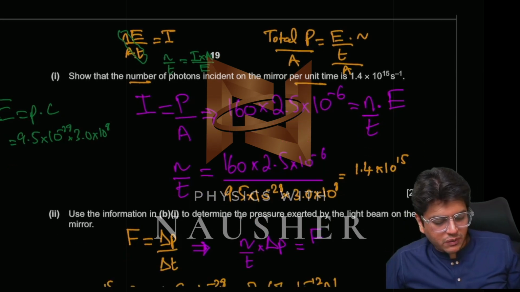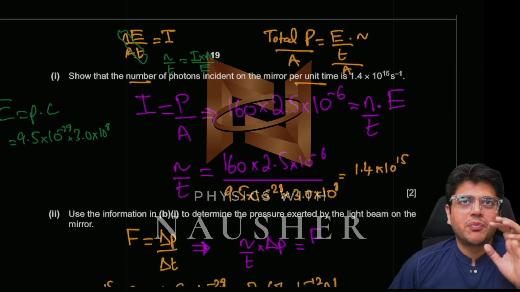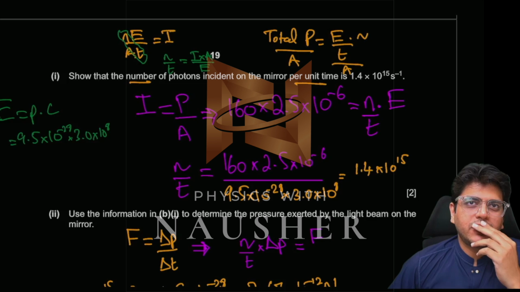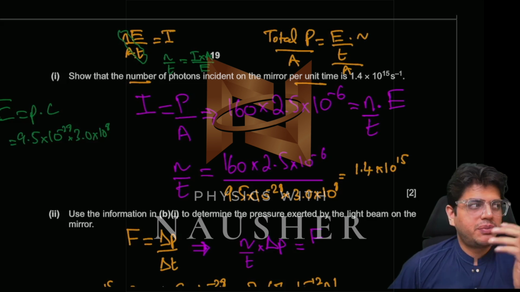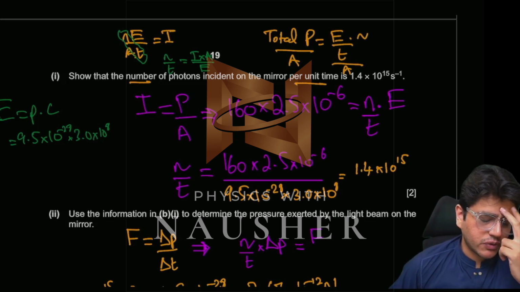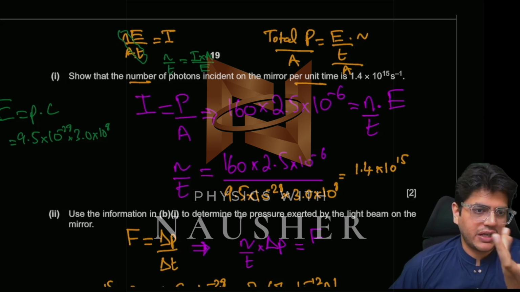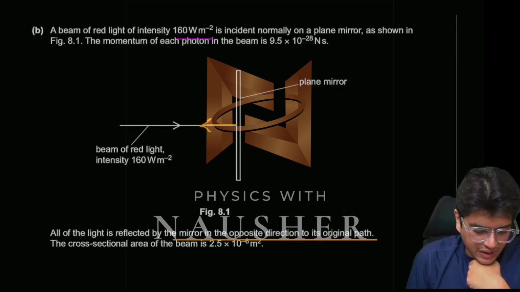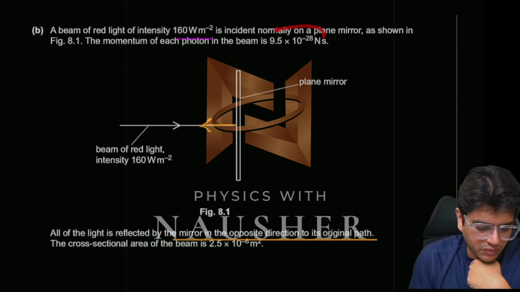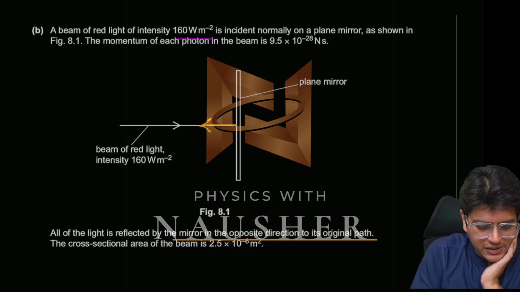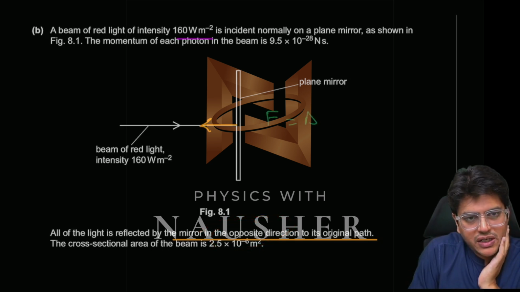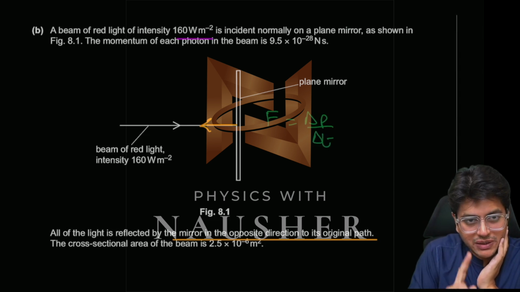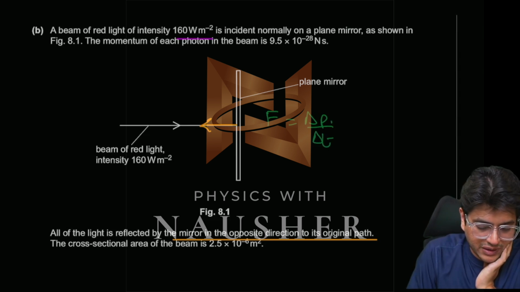Use the information B1 to determine the pressure exerted. Now, remember this, that when you're talking of pressure exerted, pressure is force over area. Somehow we need to understand how do we get force. We have the area. So force is rate of change of momentum, because I guessed from here, why are they giving you the momentum? And why are they telling you that it's the opposite? So it's something to do with that. So force is rate of change of momentum. Again, remember that this is for 1, so you have to multiply it with N.